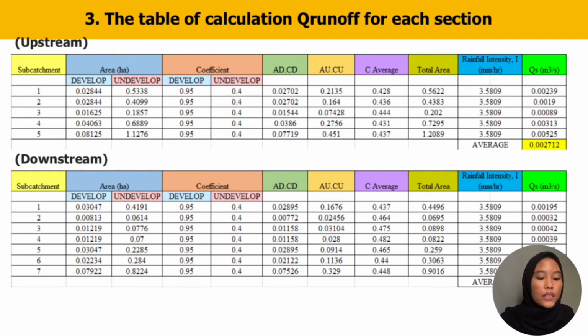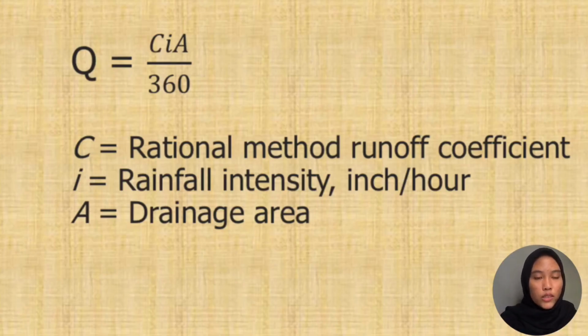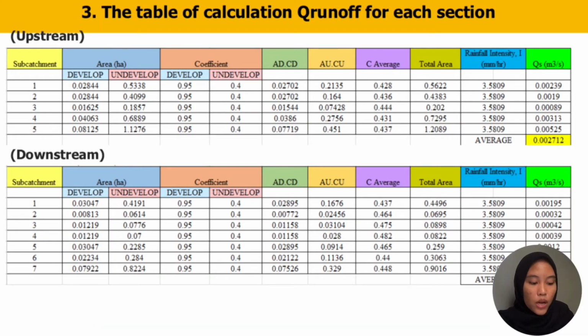And lastly is to determine the flow rate for each subcatchment by using the formula referring to MSMA, Q equal to CIA over 360. C is the average runoff coefficient, I is the rainfall intensity, A is the total area. An example for subcatchment 1 upstream, we get the flow rate of the subcatchment as 0.00239 meter cube per second. And after that, we need to average the flow rate.